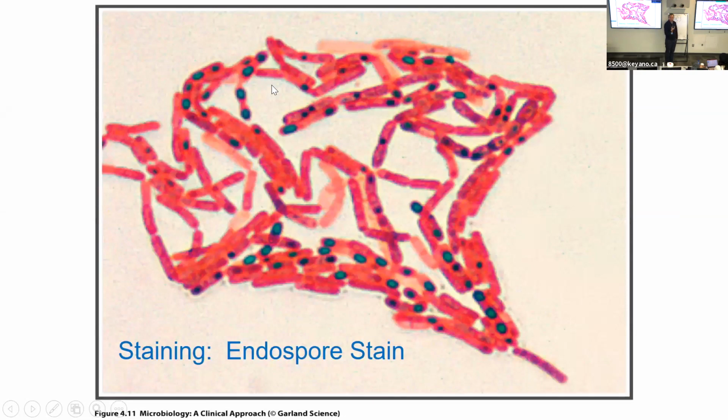And there are special stains for endospores. So I showed you the Bacillus. I got lucky, I could see them there. But there are special stains that actually show the contrast a lot better, and you can see there's one right there.